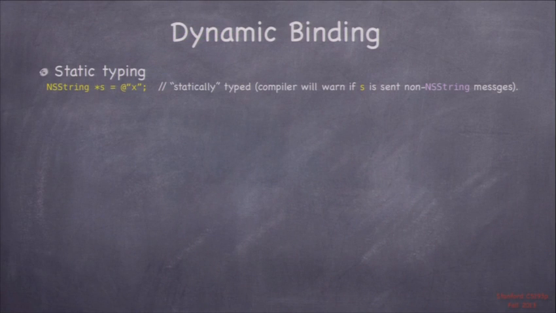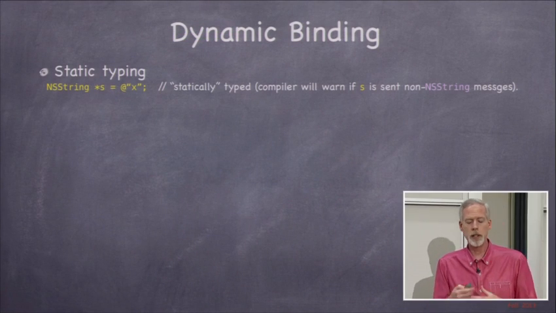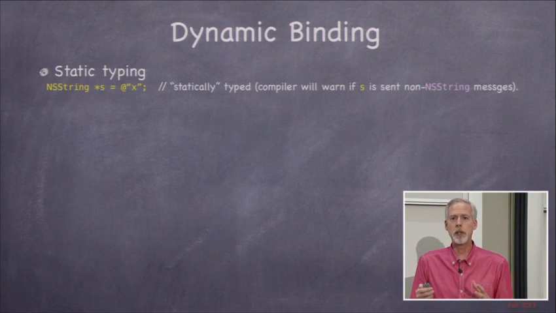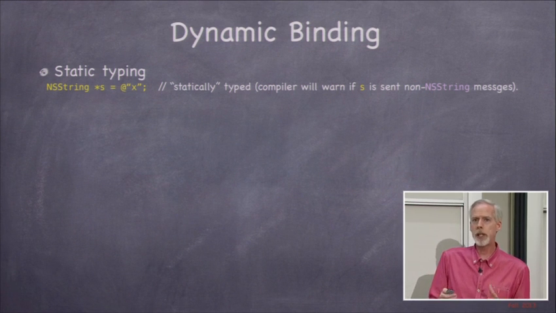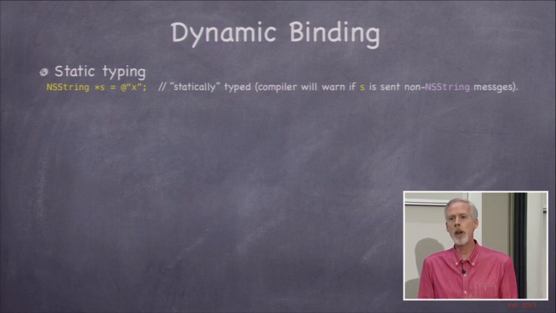And the second way is that a lot of times we will check at runtime. We'll look at that ID pointer and check to see if it responds to something before we send it. So you know about static typing. That's the NSString star s equals @"x". This is really safe, really good. Nothing bad's going to happen here because the compiler at compile time has a pretty good idea of what you intend, and it will warn you if not.